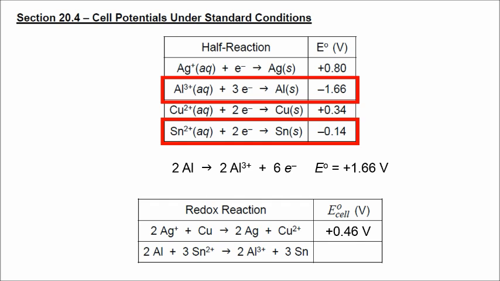but multiplying by 2 did not change the voltage. For the tin half reaction, we're not going to reverse it, but we are going to multiply it by 3 so we can get 6 electrons. Notice that we still have a voltage of negative 0.14, so multiplying by 3 did not change that voltage. The electrons cancel out, and we get an overall voltage of 1.66 plus negative 0.14, so 1.52 volts.